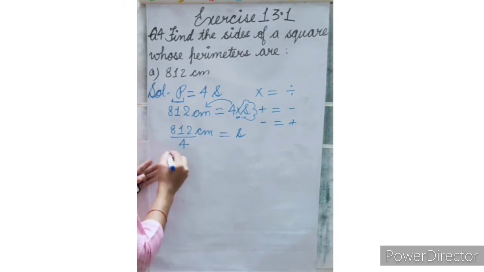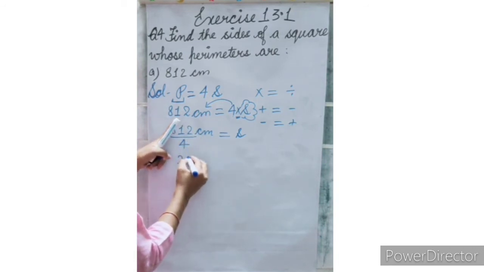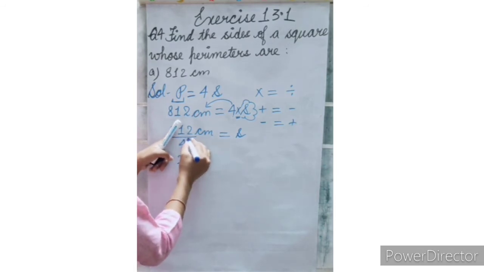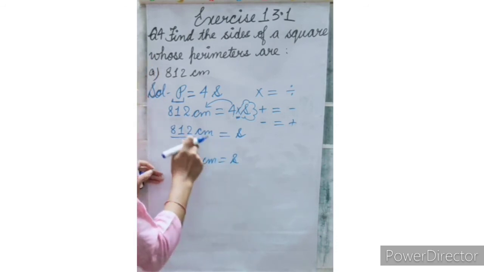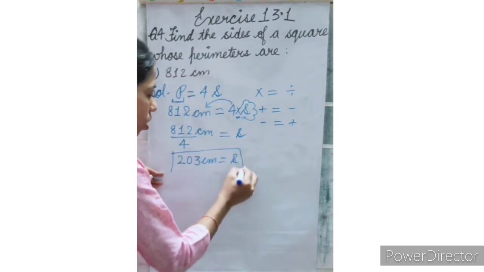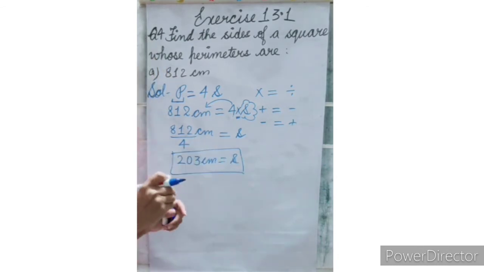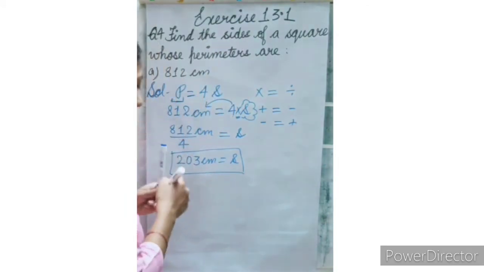So let's divide. 4 2s are 8, and here you can see we cannot divide this one, so we will write 0. Now it is 12. 4 3s are 12 centimeter is equal to S. So the side of this first square is equal to 203 centimeter. Now we will do part C. Part C is 90 meter.